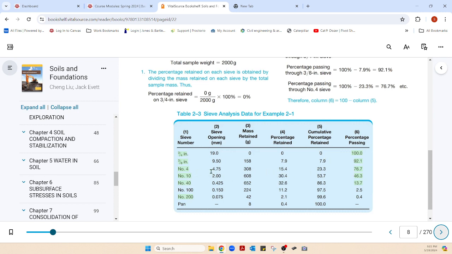You go back to the number 4 sieve, you have 308 grams retained. You take that, multiply it times 100, you get 15.4%. You add 15.4 and 7.9, you get 23.3. Now, I could have done this while you were watching, and I still can. If I have the form, I don't think that's really necessary, but I do think it's necessary that you kind of look at the way I did it.